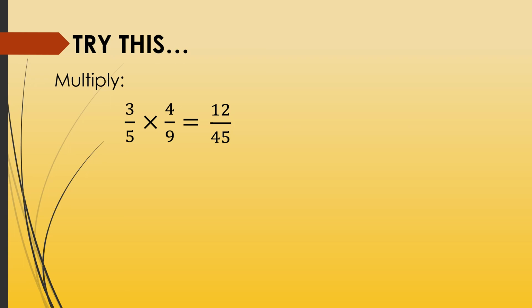And then, let us reduce it into lowest term. So, since kayang i-divide ang 12 at 45 sa 3, so let us divide. 12 divided by 3 is 4, and 45 divided by 3 is 15. So, the final answer is 4 over 15.